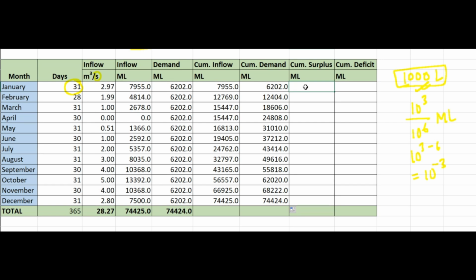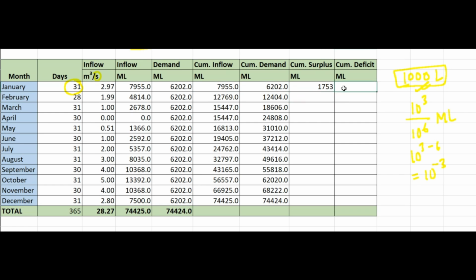Now for the cumulative surplus, you can just subtract, right? If the cumulative inflow is greater than cumulative demand, it will be in surplus, and if cumulative demand is greater than cumulative inflow, it will be cumulative deficit, right? So let's do this equals to, so let's write the formula. If inflow is greater than demand, then we need what? We need this minus this, right? Otherwise we need 0, right? So this is the thing.